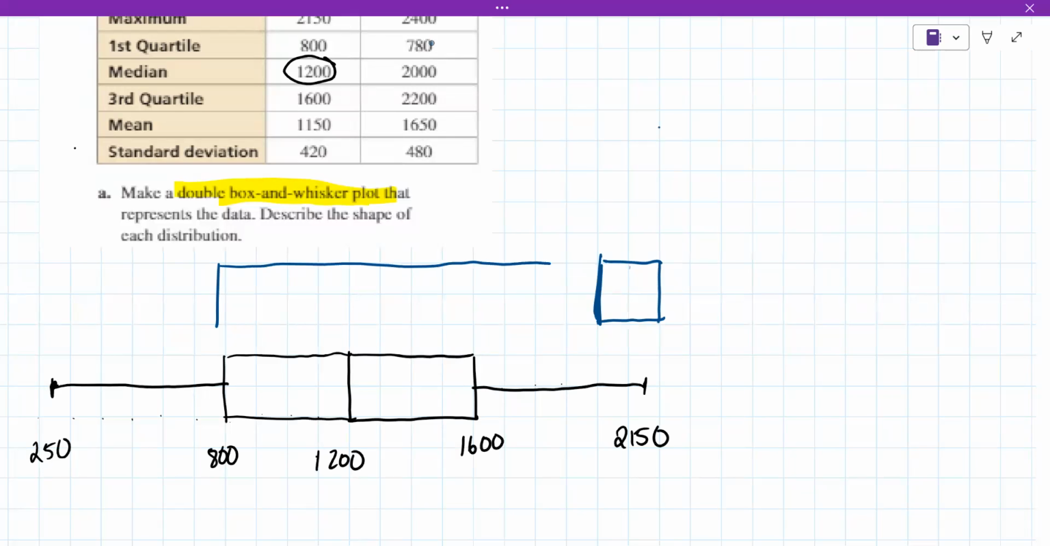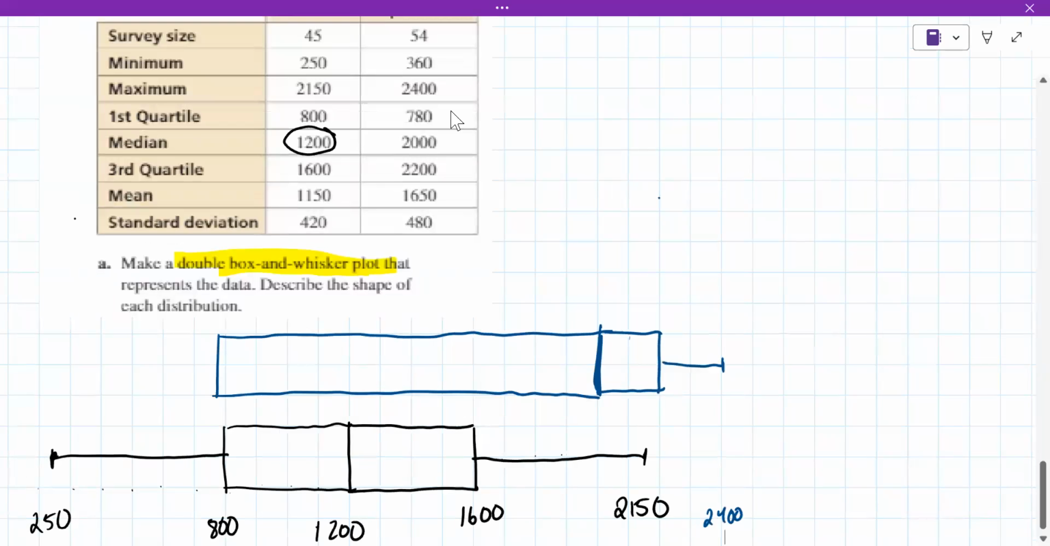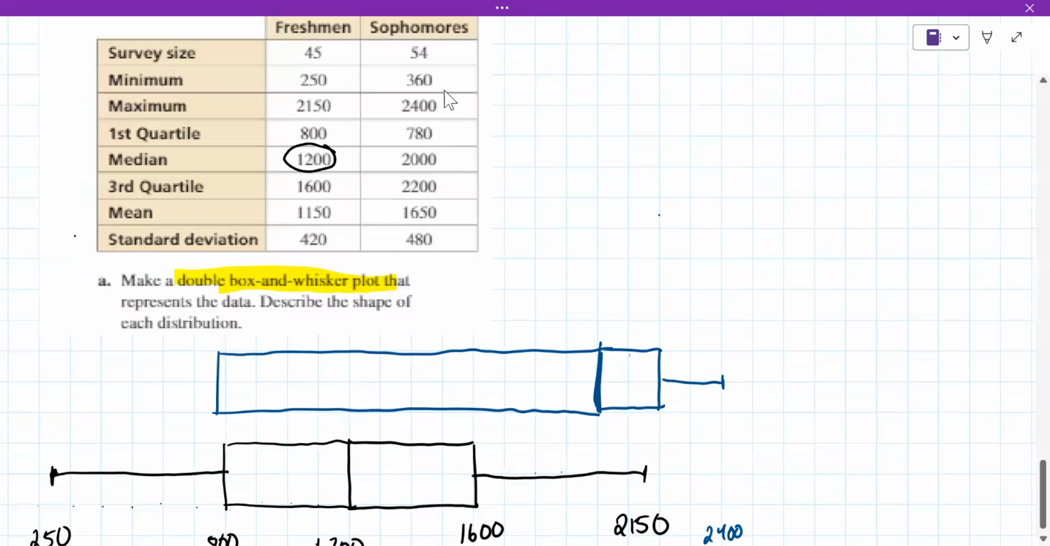Pretty wide. And then the max is 2400. So kind of right there, 2400. And then the min is 360. So kind of roughly figure out, okay, that's 300. So it's a little bit to the right of that. Somewhere in there is the min.